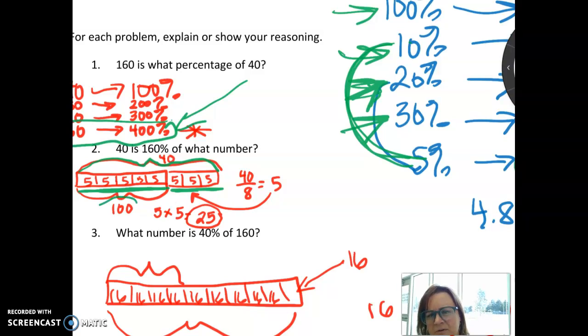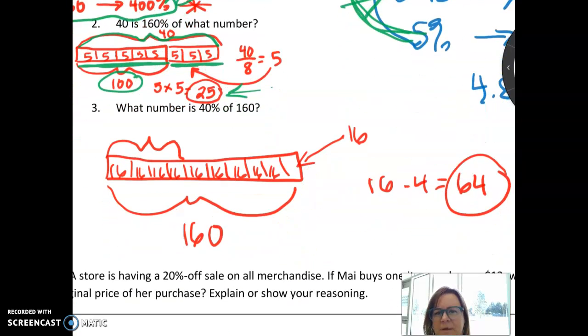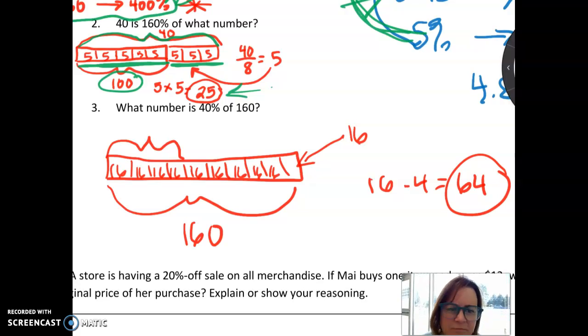And so the 100% is the number itself, and so 5 times 5 would be 25. In number 3, what number is 40% of 160? So I'm also using a strip diagram here. I think these visuals are really helpful.